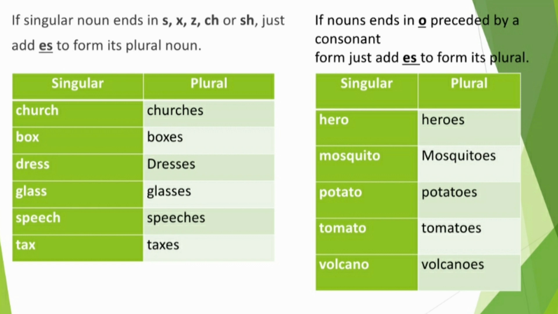Okay, let's proceed to another rule. If a noun ends in o preceded by a consonant, just add es to form its plural. Example, for singular, hero. For plural, heroes. Just add es. Another example, mosquito, mosquitoes. Potato, potatoes. Tomato, tomatoes. Volcano, volcanoes. There are some exceptions to this rule.